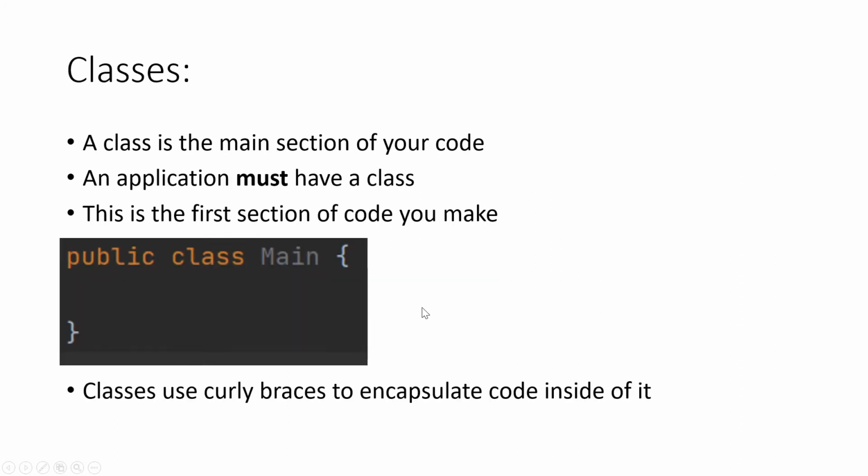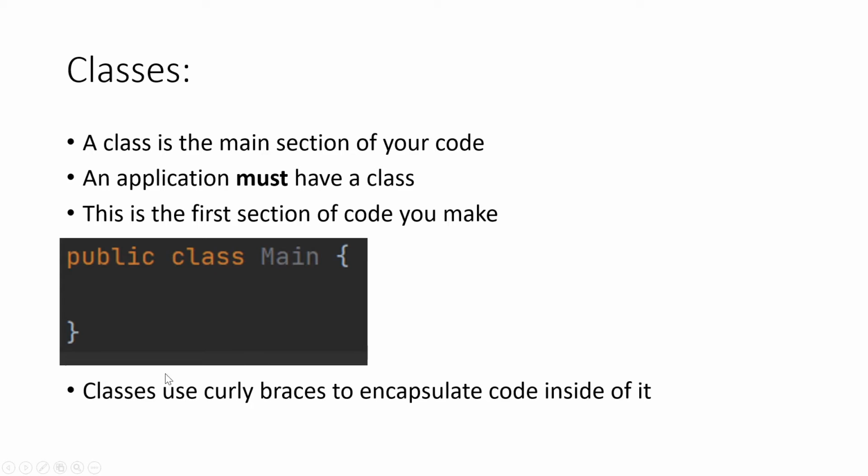So, classes. A class is the main section of your code. An application must have a class no matter what. If it doesn't have a class, then the application basically fails and it doesn't perform anything. And this is how you typically make a normal class. So, public class Main. Ignore the public part for now; I will talk about it in a later video. You define the class as a class, and then you name the class Main.